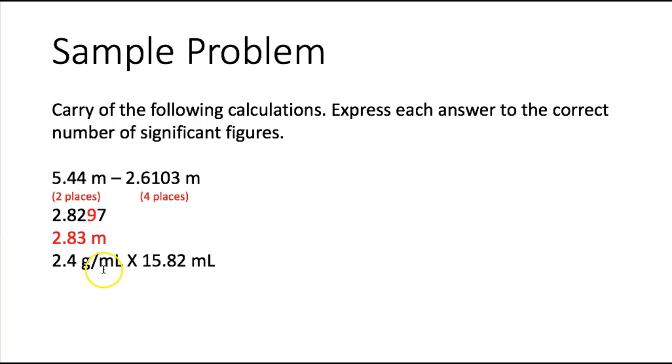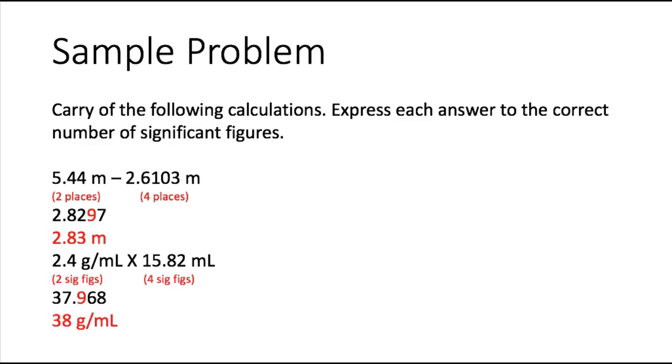For 2.4 grams per milliliter times 15.82 grams per milliliter, I'm going to be solving in a similar way, except instead of counting decimal places, now I'm counting sig figs. So the first number here has 2 sig figs, and this number has 4 sig figs. Now I take my 2.4 times 15.82, and I get 37.968. I want this answer to have 2 sig figs, so the 3 and the 7 are going to be significant, but I need to figure out how to round by looking at my 9. The 9 tells me that I need to round up, so my answer will be 38 grams per milliliter.